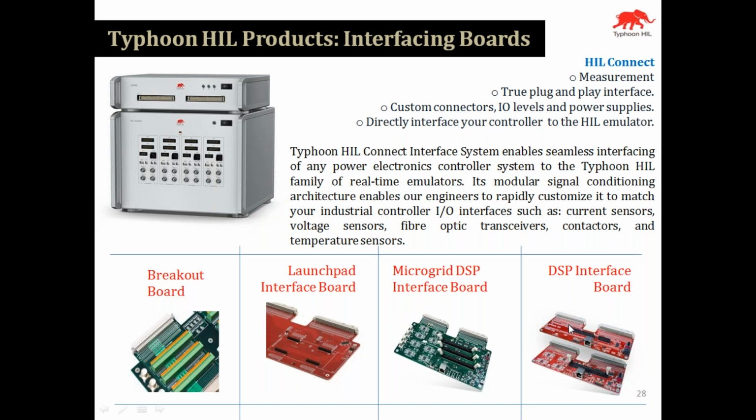The DSP interface board is a socket for TI control cards, and it is available with a converter card. It can interface one card. But with the microgrid DSP interface card, there is an increasing demand for microgrid development tools using Texas Instruments families of DSPs. So here we have the microgrid DSP interface card, where you can interface 3 cards. It is also available with the converter card. Here you can interface with 3 cards, and here with 1 card.